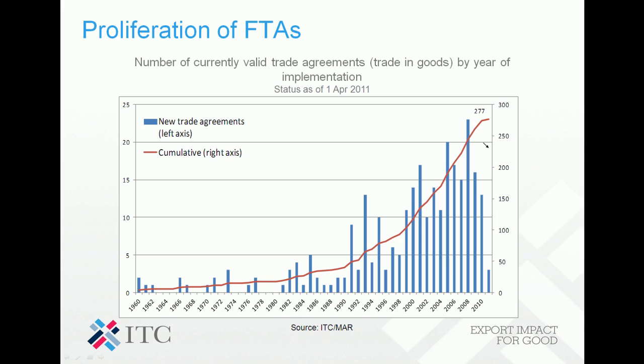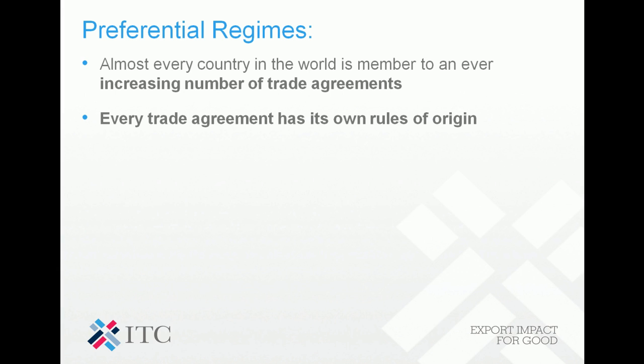The number of free trade agreements has increased continuously. For trade in goods, the number of valid agreements has risen from very few in the 1960s to 277 in April 2011. All this implies that almost every country in the world is a member to an ever-increasing number of trade agreements, each with its own rules of origin.